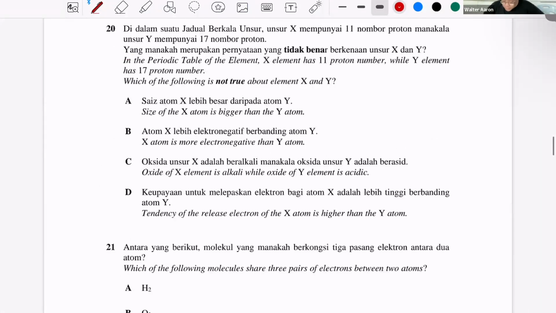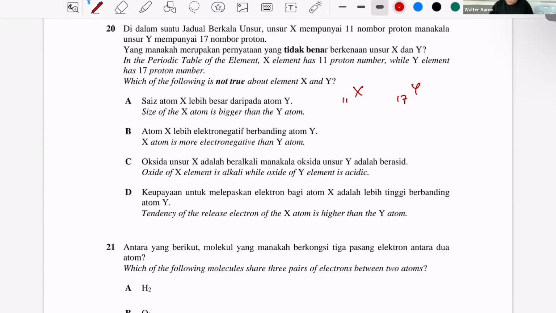20. In a periodic table, element X has 11 protons while Y has 17 protons. So X has 11 and Y has 17.